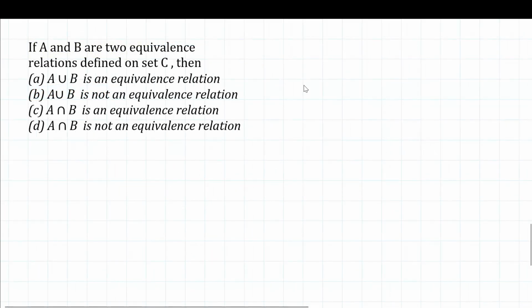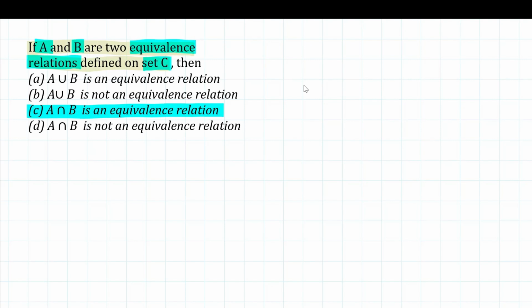The next question is: if A and B are two equivalence relations defined on set C. C is a set over here, but A and B are not sets, they are equivalence relations. For that you have to remember that A intersection B will also be an equivalence relation. So let me justify why I'm saying so.